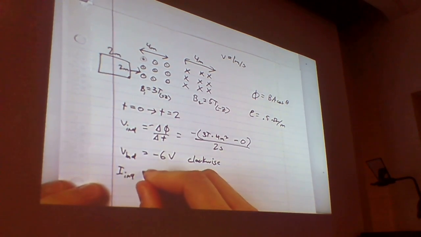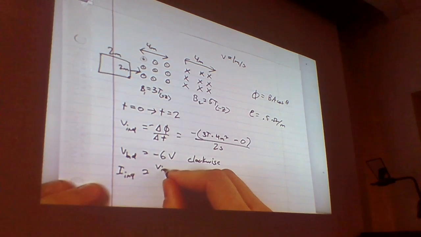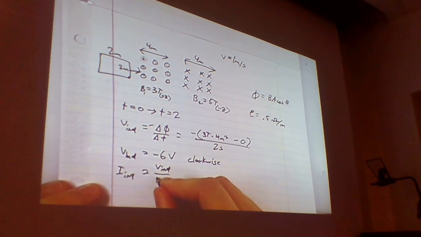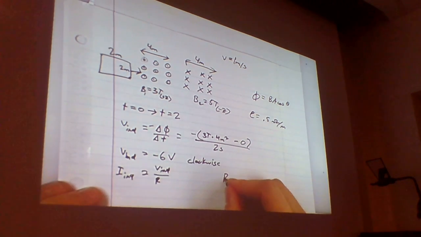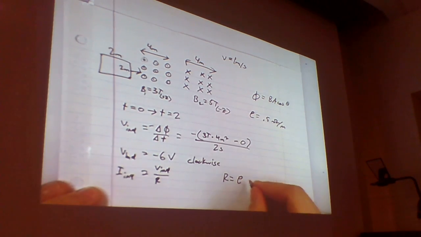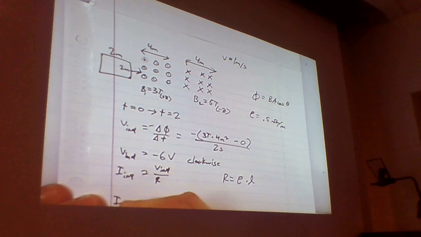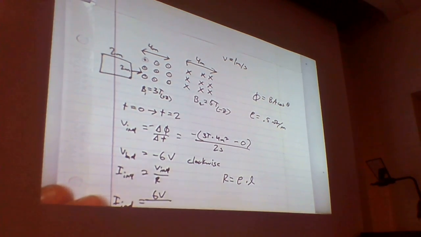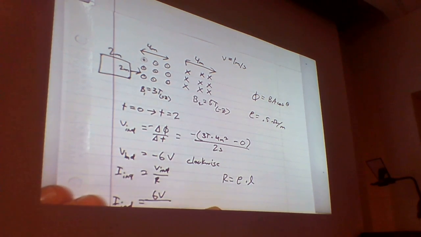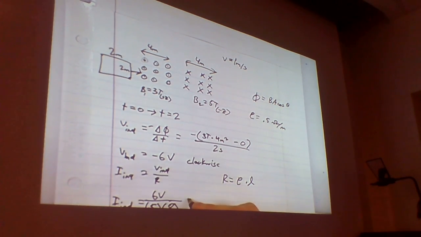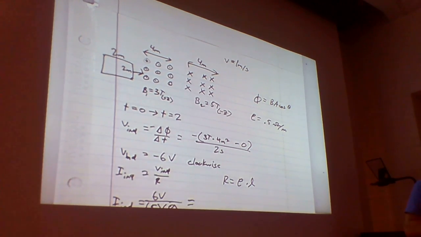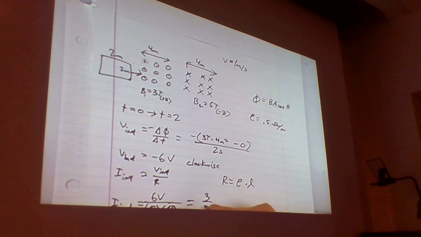So, your current that's induced is going to equal your V induced divided by your R, and then R equals your resistivity times length. So that means your I induced equals 6 volts divided by your resistivity, 0.5, times your length, which if you find the perimeter would be 8 meters. And you end up with 6 divided by 4, which is 3 halves, 3 halves amps.